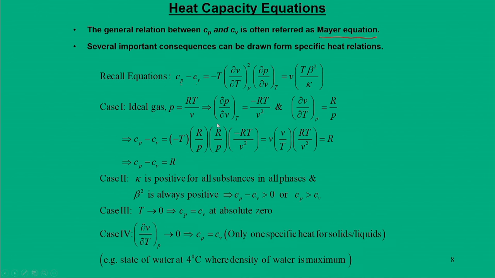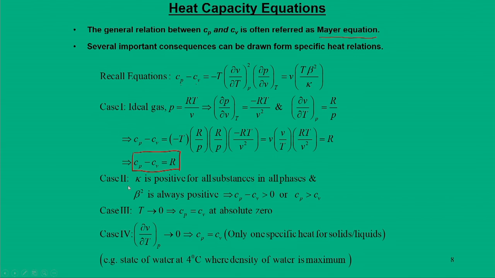So, after simplifications, we come across that Cp minus Cv is equal to R. R is nothing but the characteristic gas constant. Here I need to emphasize that we are all aware of this expression, Cp minus Cv is equal to R for an ideal gas, but this is the mathematical proof of how we get Cp minus Cv equal to R for an ideal gas.